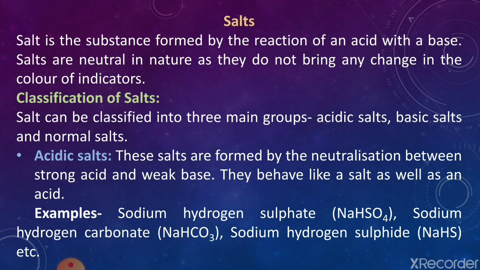Now, salts. What are salts? All of us know that after a neutralization reaction, the substance formed is salt. So salts are the substances which are formed by the reaction, or neutralization reaction, between an acid and a base. When an acid and base react, they form salt. The salt is neutral in nature, meaning it will not show any acidic or basic properties, and it will not bring any color change in the indicators. Now, how will we come to know that the salt formed after the neutralization reaction is neutral?